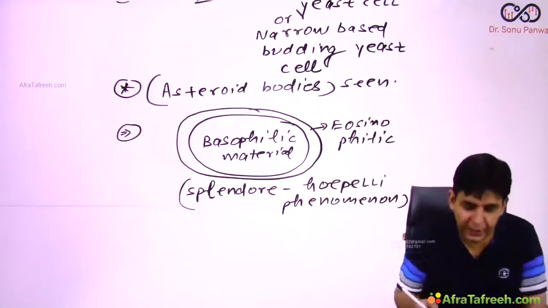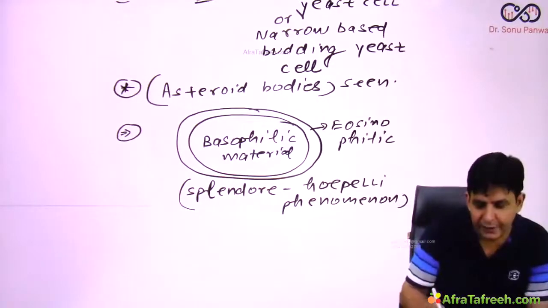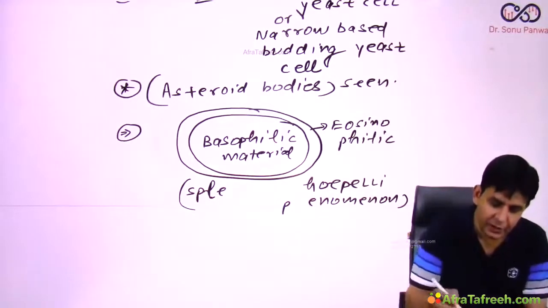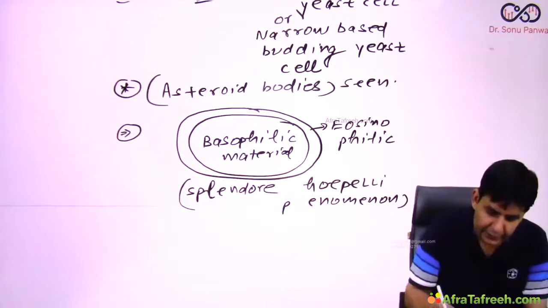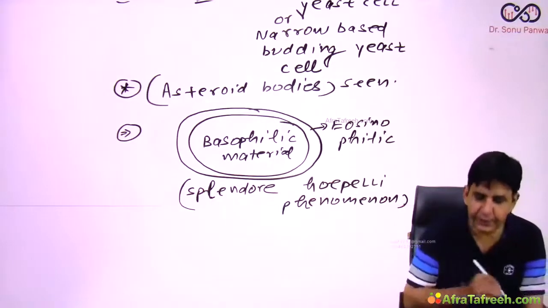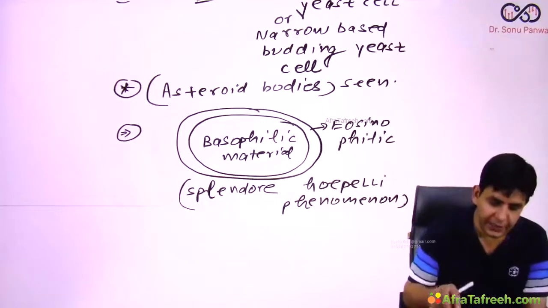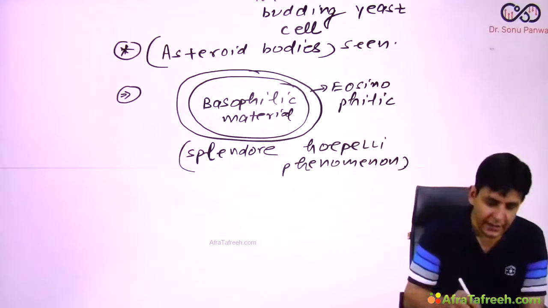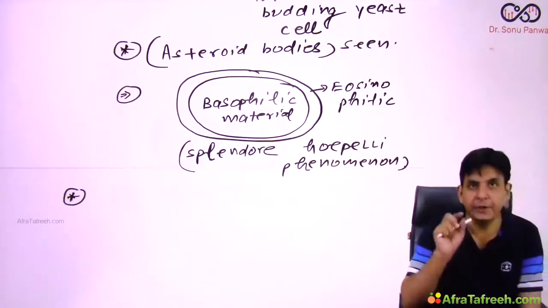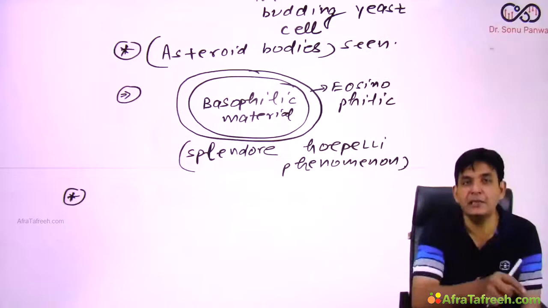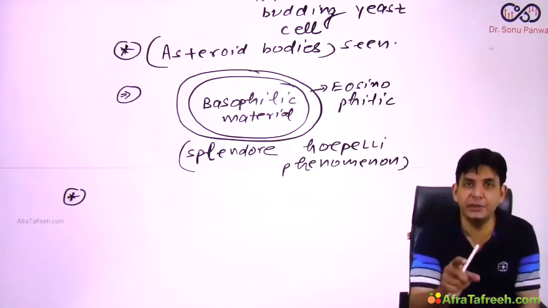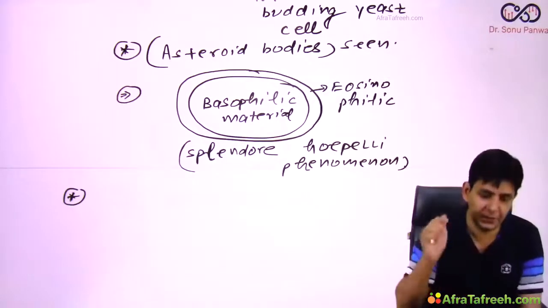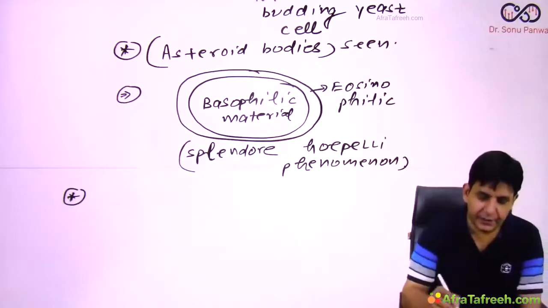The asteroid bodies are observed, and they look like what? A basophilic material surrounded by eosinophilic material, which is also termed the Splendore-Hoeppli phenomenon. So these are the important points you need to remember regarding this subcutaneous mycosis. And remember one thing: Sporothrix is a dimorphic fungus which mainly causes subcutaneous mycosis. This is an exception, remember this. Otherwise, mostly dimorphic fungi cause deep mycosis. So remember that also.